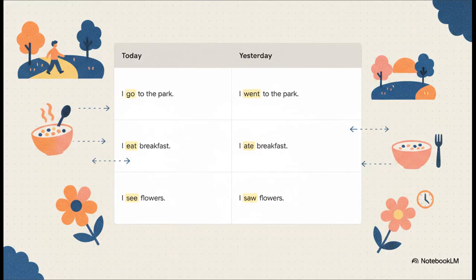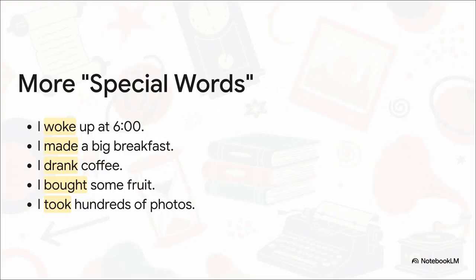And you can see that change right here. So, for example, you don't say good, you say went. You don't say eated, you say ate. And see becomes saw. And the great thing is, these are some of the most common words in English, so you'll pick them up really, really fast. Here are a few more of these special words in action. Just think about your morning. You woke up, you made a big breakfast, you drank some coffee. Or maybe you went shopping, you bought some fruit. On vacation, you took hundreds of photos. See? You're going to be using these words literally every single day.